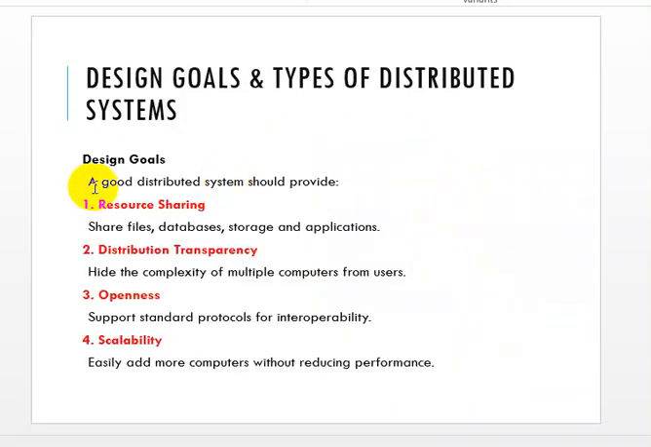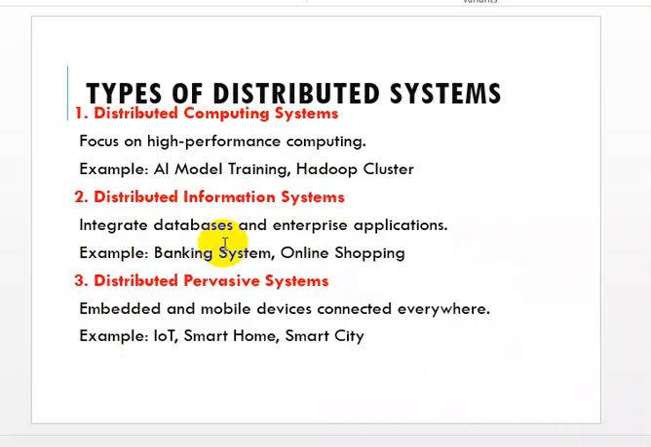The design goals are resource sharing, openness, scalability, and distribution transparency. The types of distributed systems are distributed computing systems, information systems, and pervasive systems. So these are all about the introduction to distributed computing systems. In the next class, we will see message sharing and communication in distributed computing systems. Thank you.